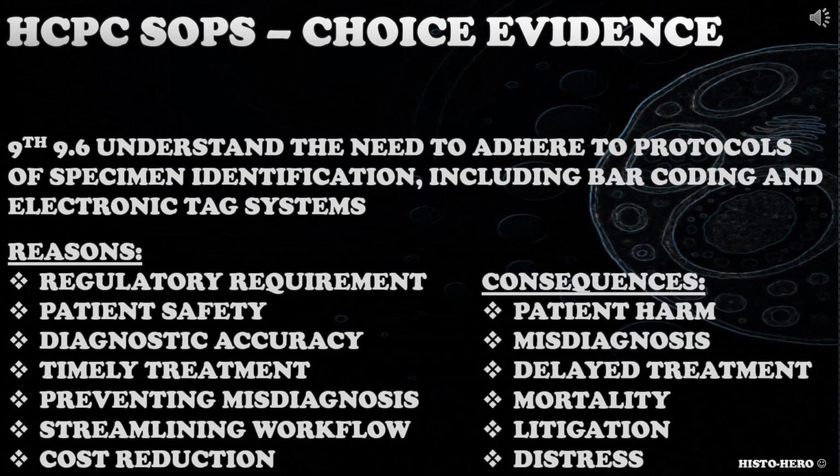The ninth standard is, understand the need to adhere to protocols of specimen identification, including barcoding and electronic tag systems. This standard links very nicely to the previous standard, where you talked about the systems for specimen identification and how you use them. This standard requires you to understand the need to adhere to them. In simple words, why do we need to follow them? What could happen if we did not follow them? What would be the consequences? Use some examples from your practice to demonstrate this standard.